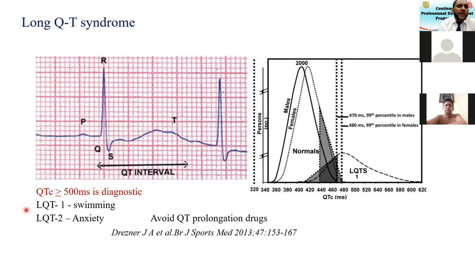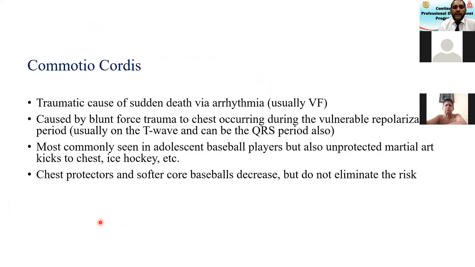There are two types. One is long QT 1, which is associated with cold and swimming. So athletes go swimming and they suddenly go into VF, a sort of cardiac arrest. The other condition is long QT 2, where the trigger is emotional. People with emotion and anxiety can go into cardiac arrest. I haven't discussed short QT and CPVT, which are also channelopathies.